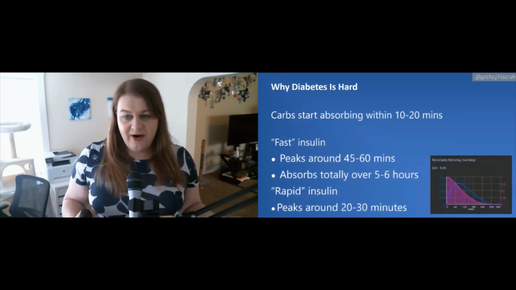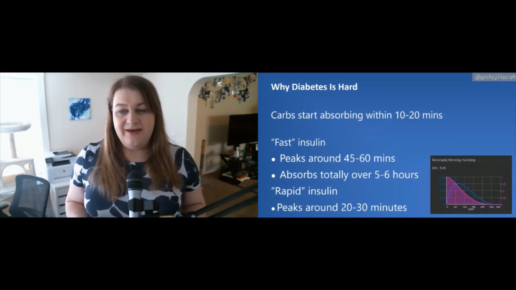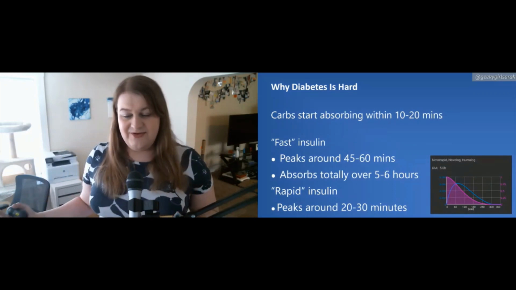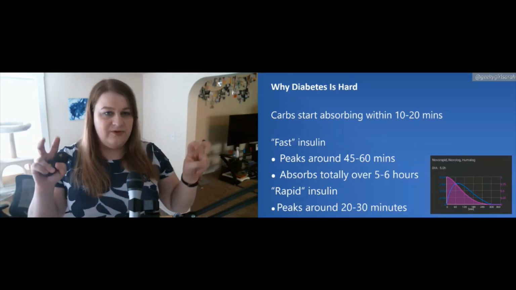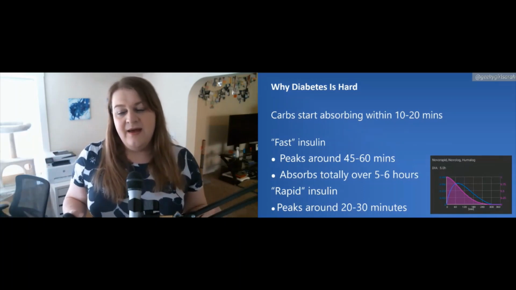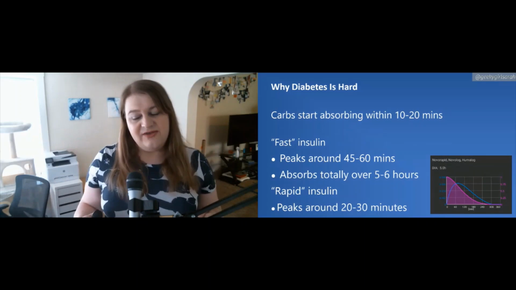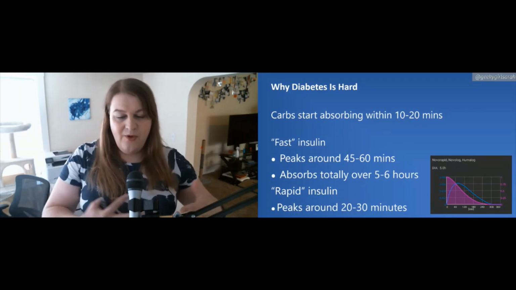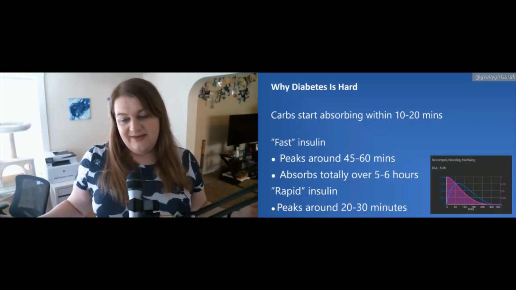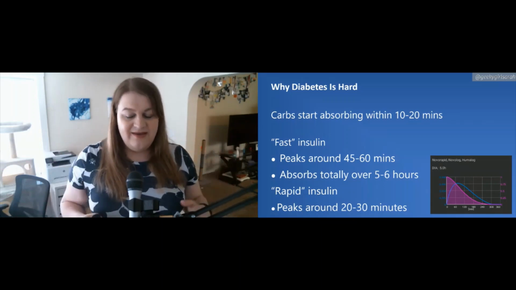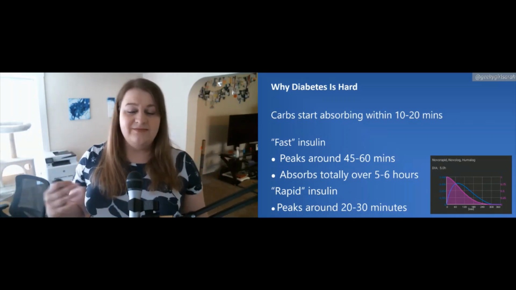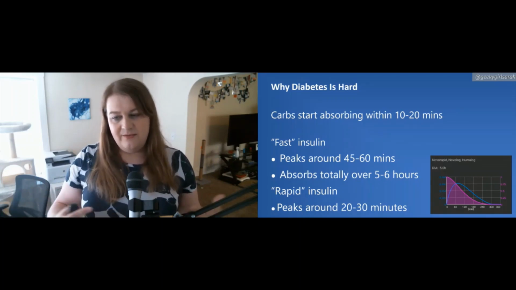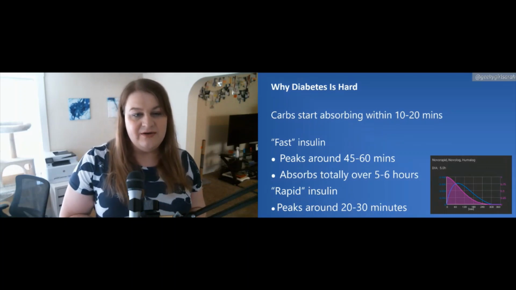When you eat carbs, they start absorbing in your body within 10 to 20 minutes. But insulin usually takes a little longer. So what's called fast-acting insulin really hits strongest about 45 to 60 minutes in, but the whole thing can absorb over 5 to 6 hours. And rapid insulin peaks a little bit faster, about 10 to 30 minutes where it hits its hardest, but also still needs to absorb fully over 5 to 6 hours.